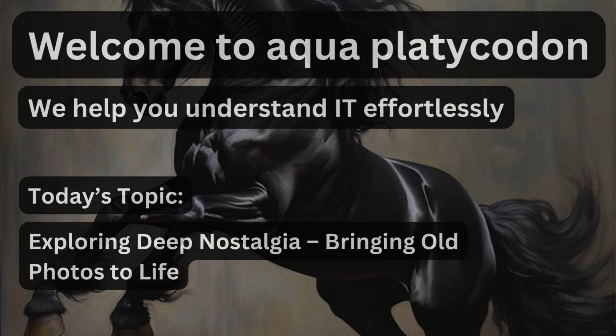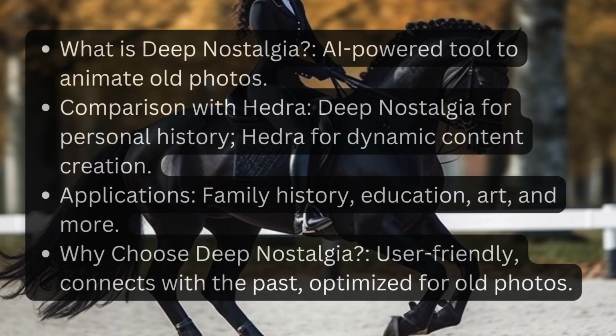Let's find out. Deep Nostalgia is an AI-powered tool developed by MyHeritage. It's designed to animate still photos, giving the subjects subtle movements like blinking, smiling, or turning their heads. The primary goal is to bring old family photos to life, allowing you to see your ancestors in a new, dynamic way. It's especially popular among people interested in genealogy and history, but its appeal extends to anyone looking to add a unique touch to their photos.